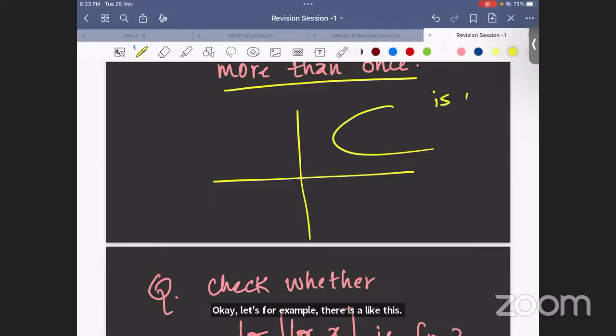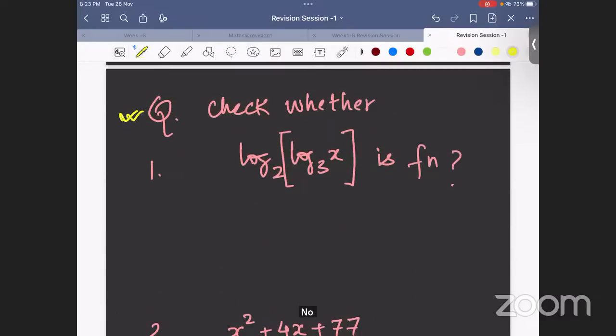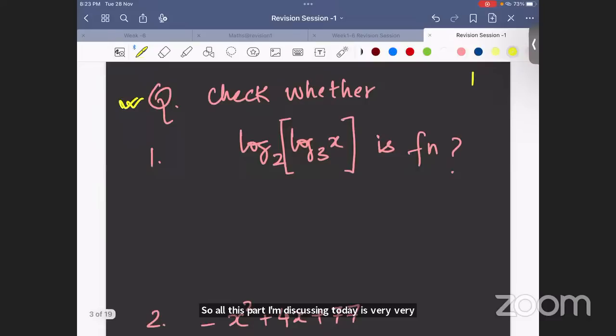Is this a function? No, sir, it's not a function, because if you drop a vertical line, it intersects more than once. Check this question, because this type of question can be there. There may be more than 10 questions, so every question is important. Each of the questions can be a similar type of problem, or some concept from these problems can be there in your options in your quiz paper. All this that I'm discussing today is very, very important. Everything is important.